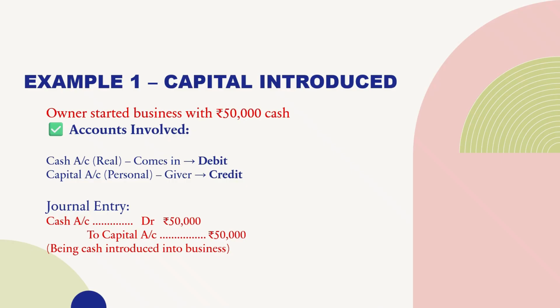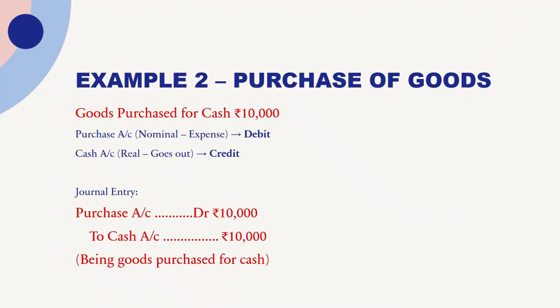Debit what comes in and credit the giver. I hope this example is clear to you. Don't forget to write down the narration which has been written here.